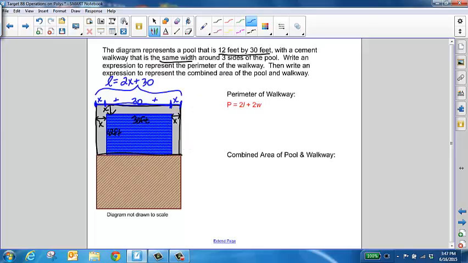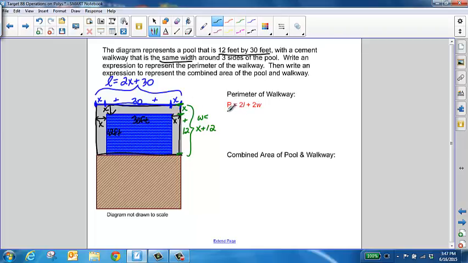Now we have to do the same thing to find the overall width of this rectangle out here. So we know that from the edge of the walkway to the edge of the pool has a dimension of x, and then from the edge of the pool to this edge of the pool down at the bottom here, this is 12 feet because that's the width of the pool. So now again, if we add those two pieces together, we get x plus 12. So that's what we're going to be using to represent the overall width of this outer rectangle for our walkway.